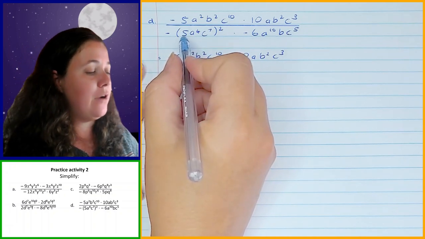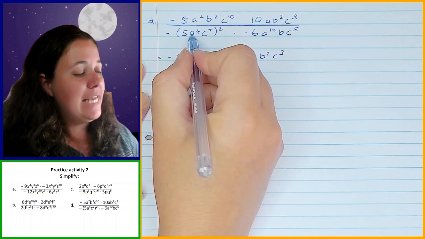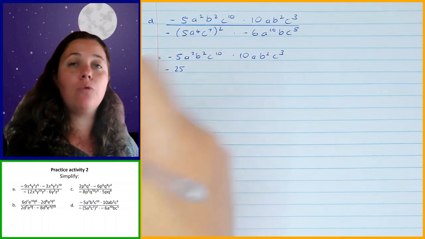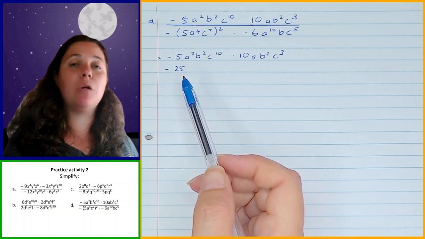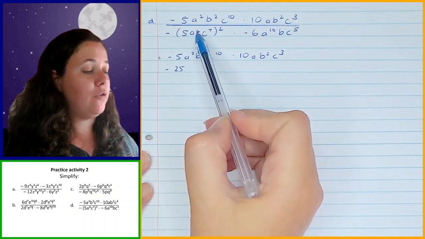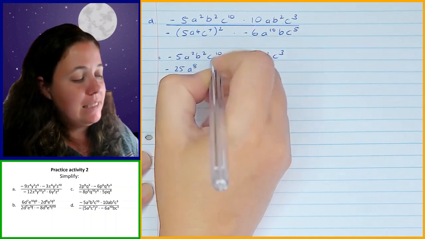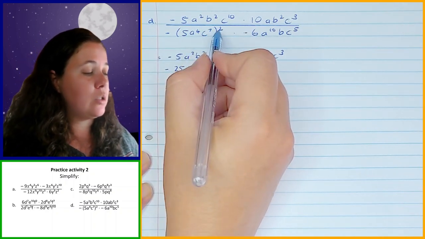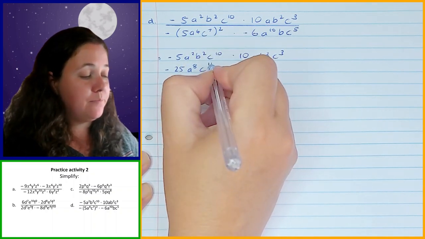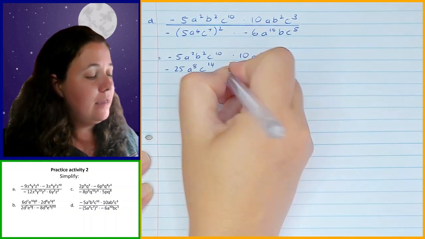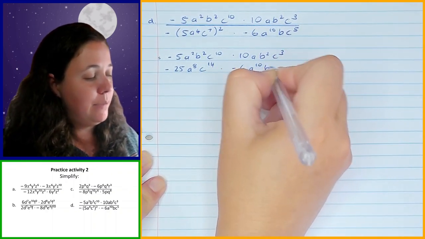And then I'm going to simplify this over here. So I've got 25 because it's 5 squared. And then a to the power of 4, squared. Now remember our rule where we are raising a power to a power is we must multiply the exponents. So over here I've got 4 times 2 is 8, so a to the power of 8, and then c to the power of 7 squared is c to the power of 7 times 2 is 14. Okay, then I multiply that by negative 6, a to the power of 10, b, c to the power of 5.